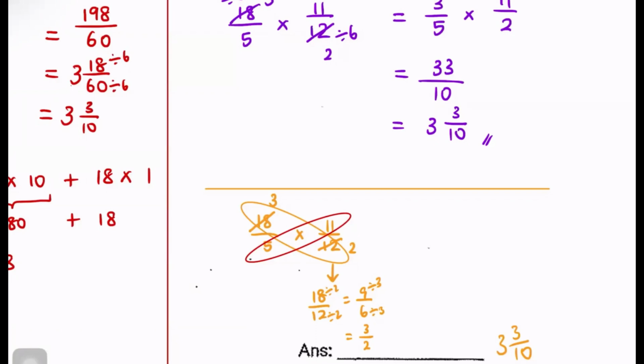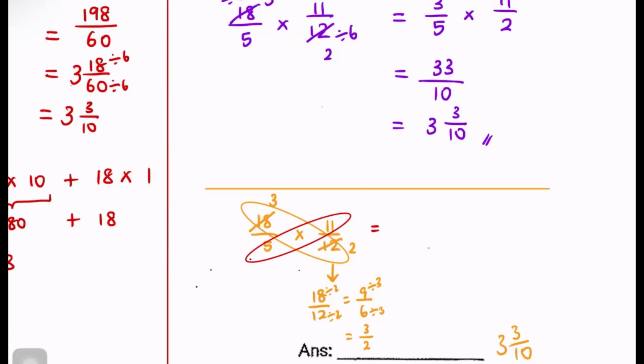In the other diagonal, I get 11 over 5, correct? This numerator and this denominator. Can 11 be divided by 5? Can simplify? No. So then don't need to do anything. Cannot cancel. So if cannot cancel, don't force it. If cannot means cannot. So the 11 and the 5 will still remain as they are. No need to change the numbers.